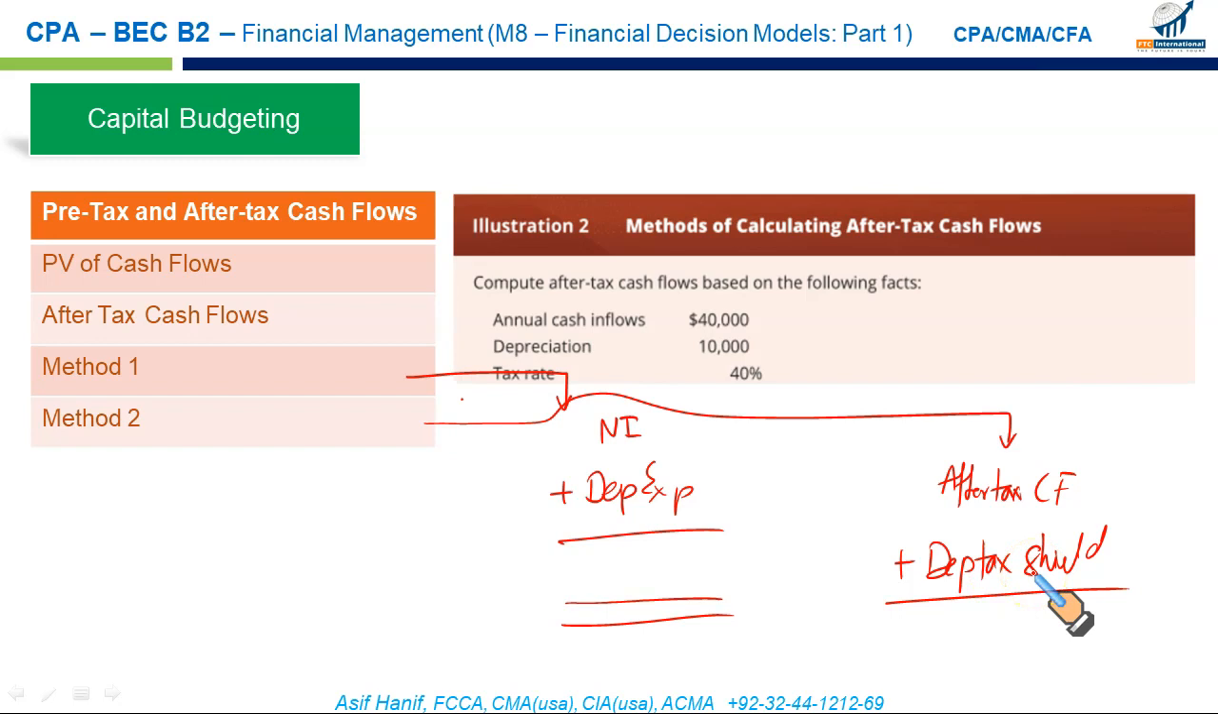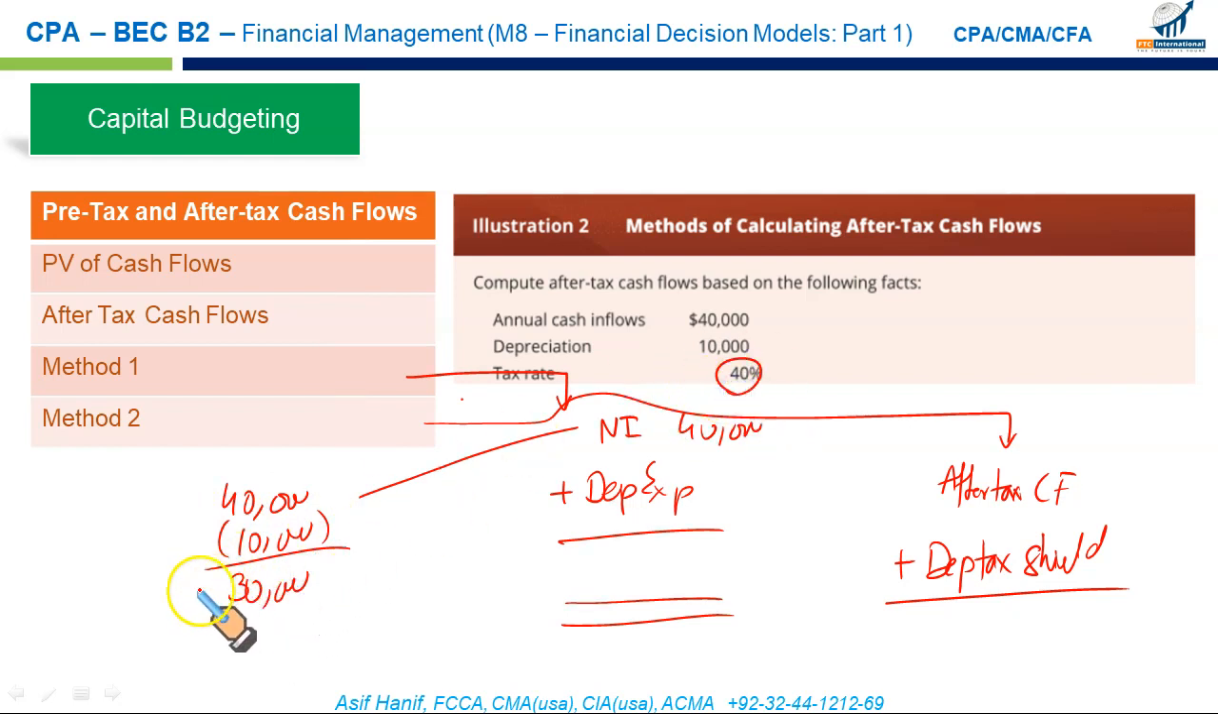Let me explain the idea with the help of numbers. Let's say your annual cash flows are 40,000. You must charge depreciation against this cash. Depreciation is 10,000, so it means your pre-tax income is $30,000. You have to pay tax at the rate of 40%. So this is your pre-tax income, called the operating income. You pay tax at the rate of 40%, and 40% of 30,000 is going to be 12,000. What you get is net income, which is 18,000. Now I just told you a little while ago, you take your net income, which is 18,000, and to this you add your depreciation expense, which is 10,000. 18 plus 10 gives you 28,000 as after-tax cash flows.